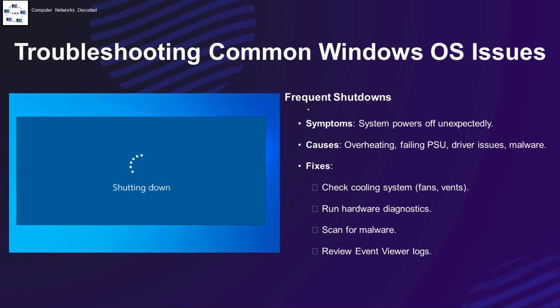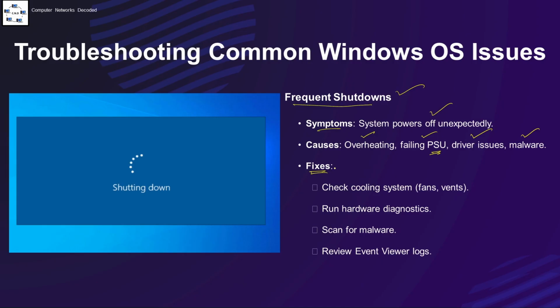Next issue in operating system is the frequent shutdowns of the operating system. So system symptoms include the system powering off unexpectedly and frequently, and causes include overheating of the hardware or of the system, failing PSU, that is power supply unit, driver issues, and malware may also be one of the causes of frequent and unexpected shutdown of your operating system.